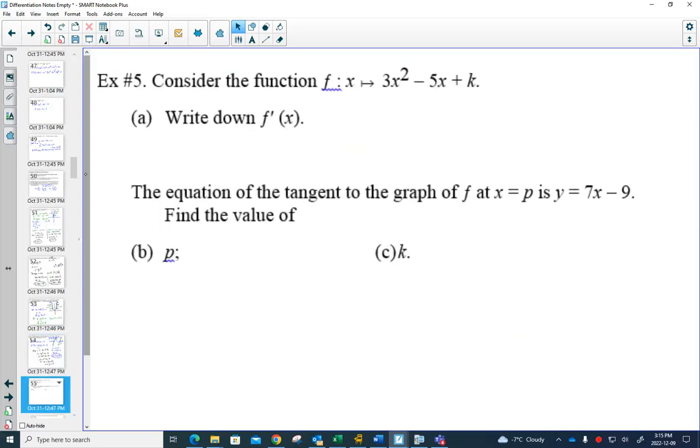Okay, I want you to try this problem-solving one on your own. I will find the answer and put it up shortly.